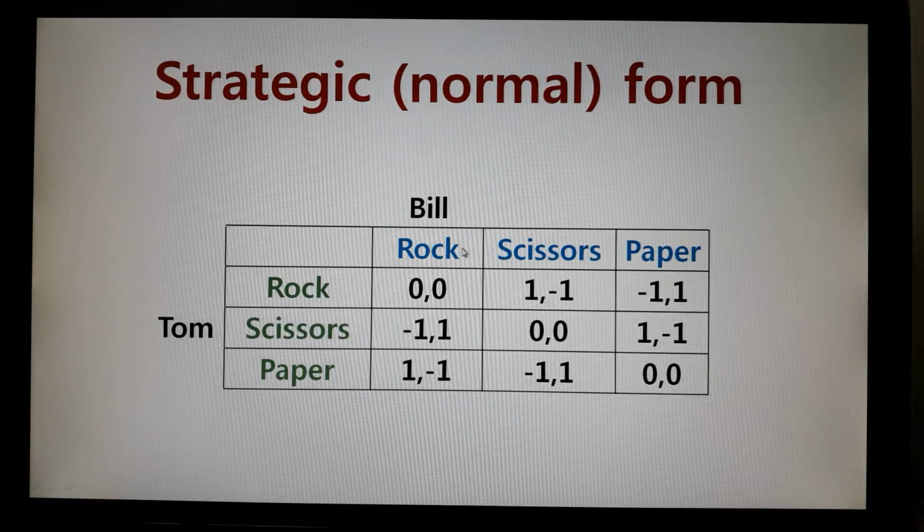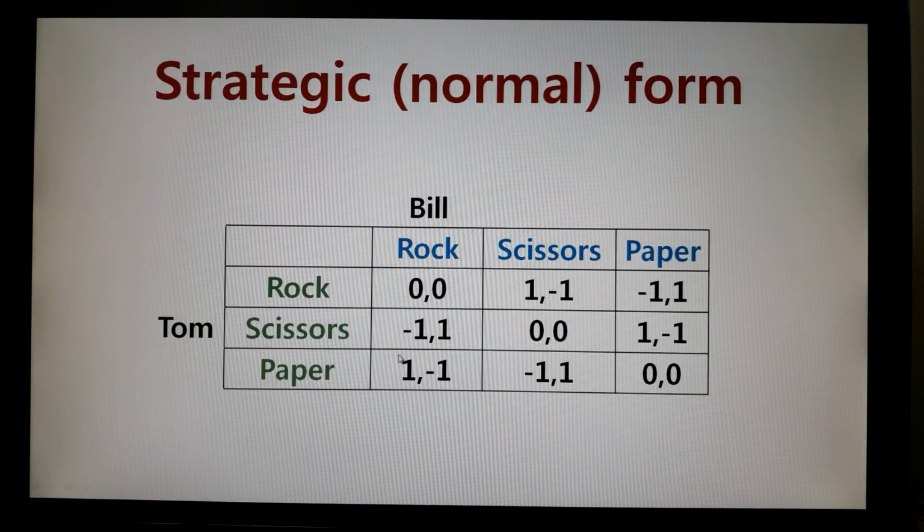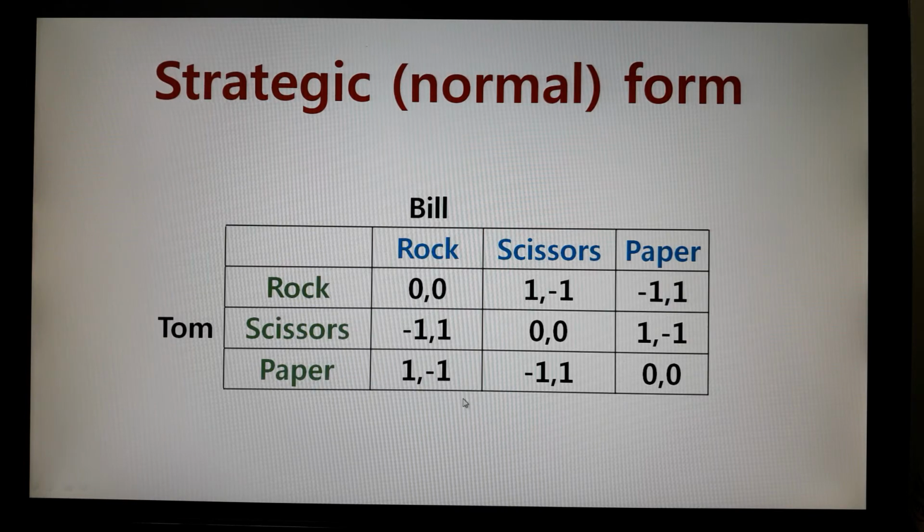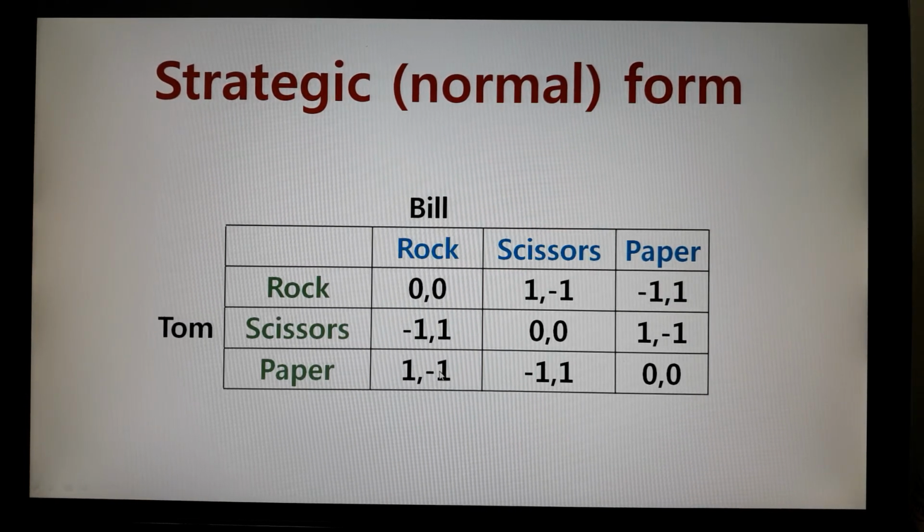Paper over rock. That's why Tom wins 1, Bill loses -1. So look at the other numbers, and you will realize that this describes rock, scissors, paper, you know. Okay? So this is the so-called strategic form of the game of rock, scissors, paper.